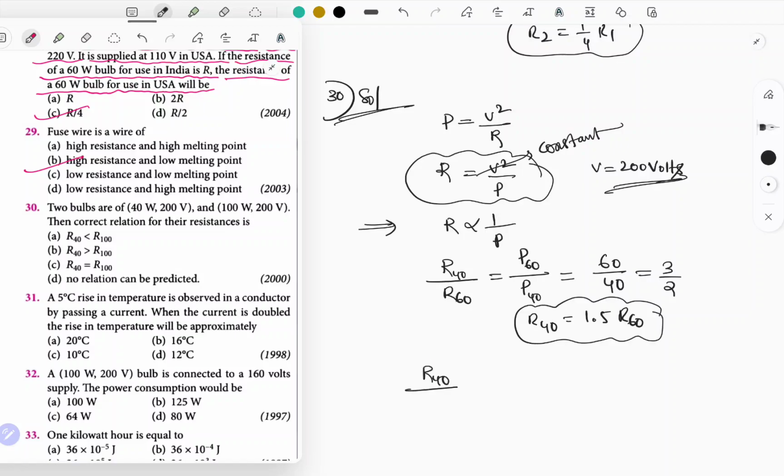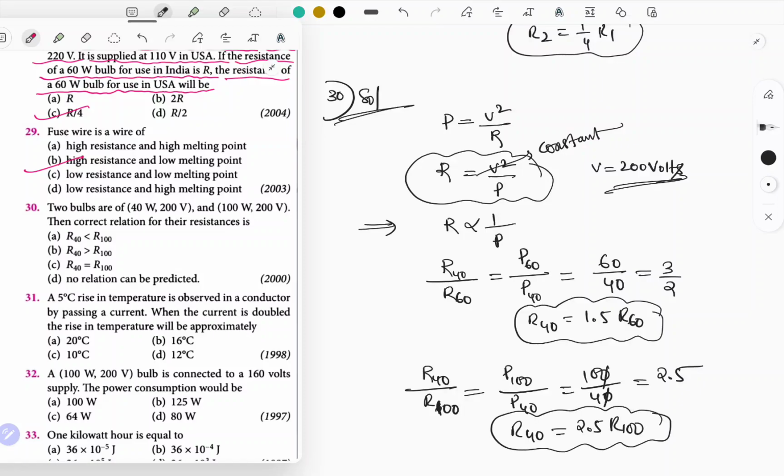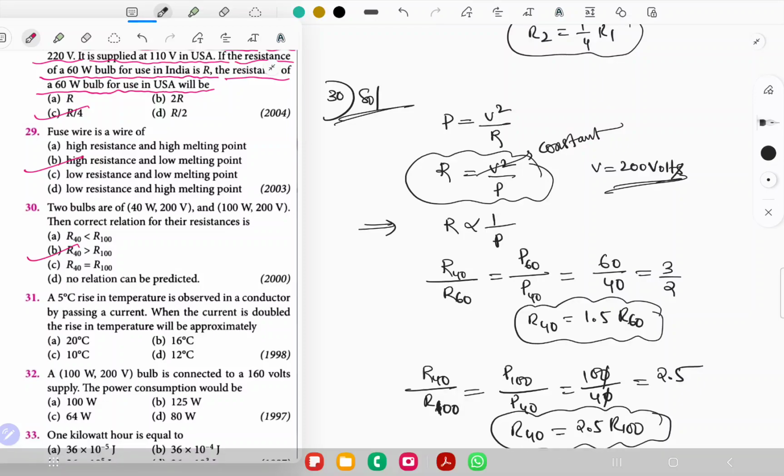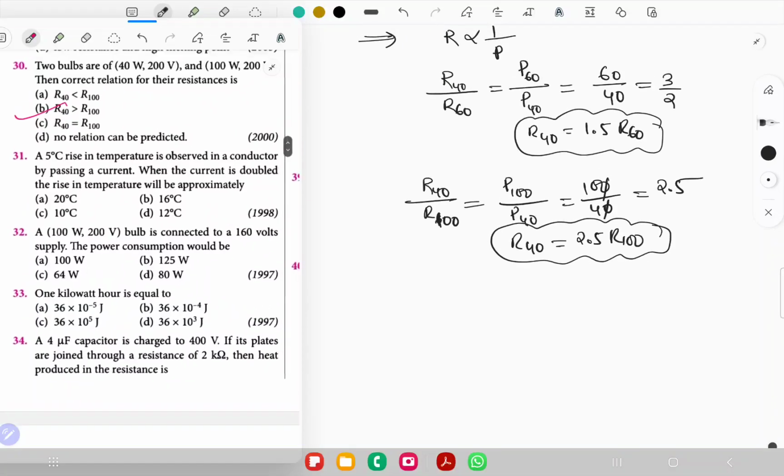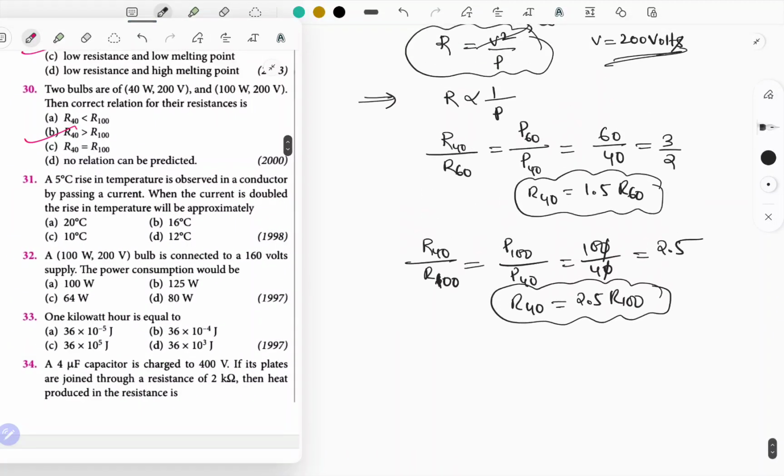So R40 divided by R100 is equal to P100 divided by P40, which is equal to 100 divided by 40. It's going to be 2.5 times. So R40 is 2.5 times R100. Is R40 greater or R100 greater? R40 is greater than R100. For question number 30, option B is the correct answer. Hope you understood here. Resistance and power are inversely related. So let's move on to the next question.